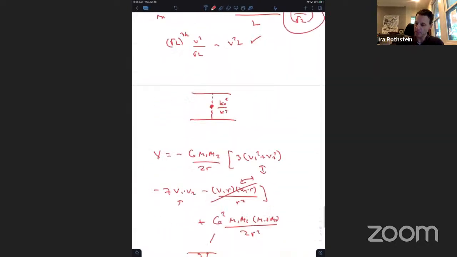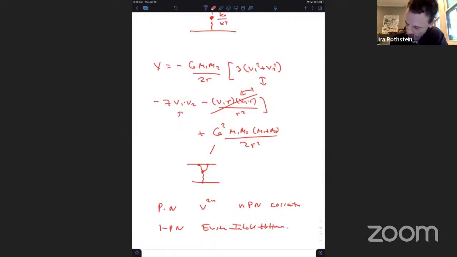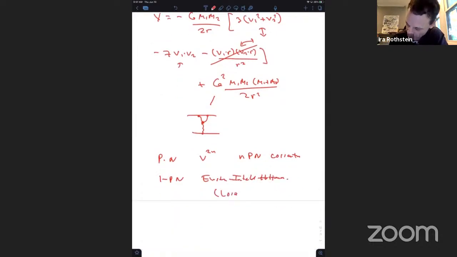I should say this potential, this is in the PN notation, just in case you guys ever read it. In post-Newtonian notation, v to the 2n is called the nPN correction. So this correction of order v squared is 1PN. And this is called the Einstein-Infeld-Hoffman potential. They were the first ones to calculate this. Actually, it's not true. It turns out Lorentz actually calculated it before they did, and most people are unaware of that. In any case, that's what that potential is, and that's the 1PN potential.